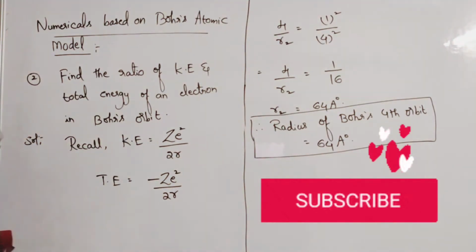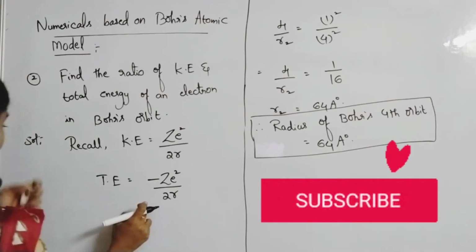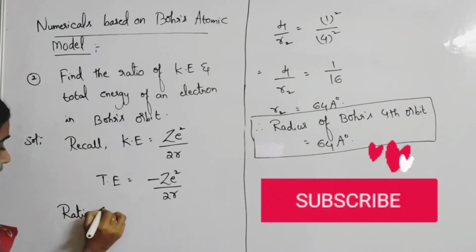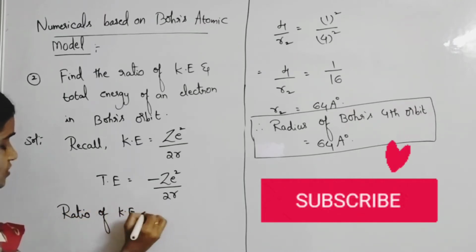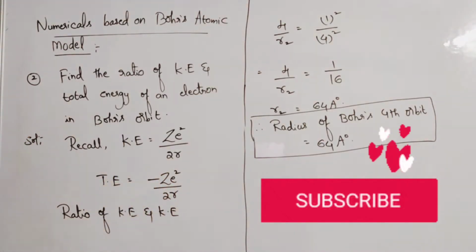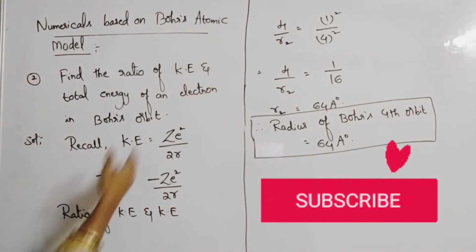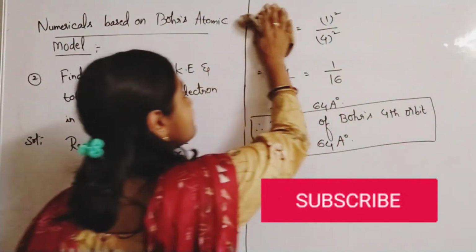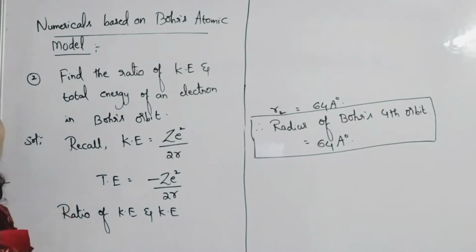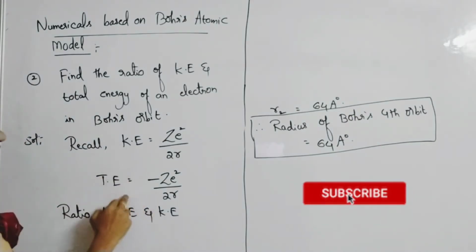Now if you want to find the ratio, you need to find the ratio of these two, Ke and Te. Ratio of Ke and Te means you need to divide these two. What will you get? Both get cancelled, both have the same values, but total energy is the negative of kinetic energy.